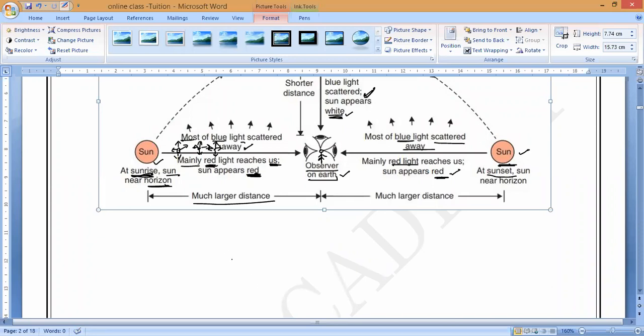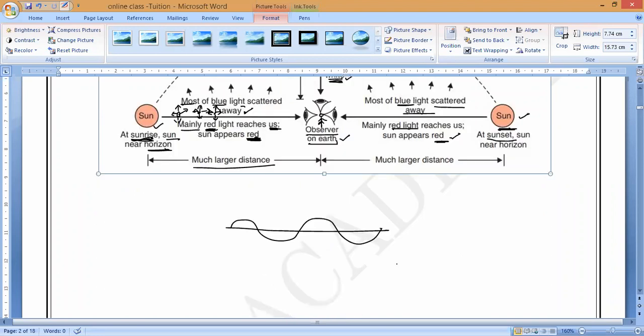Because what is the phenomenon? You know that red light has the maximum wavelength. Red light has more wavelength, so will it travel at a greater speed or a smaller speed? Larger speed, because of the greater wavelength. Understand, guys? So the red light will travel first and reach our eyes, the observer, first.